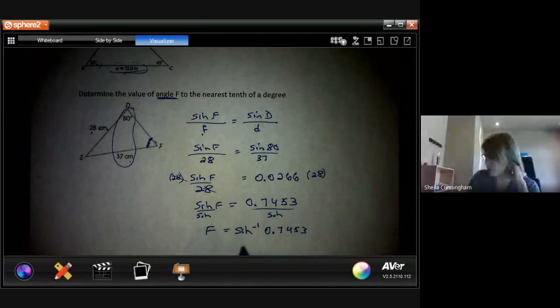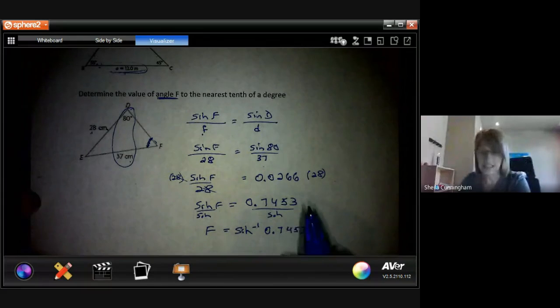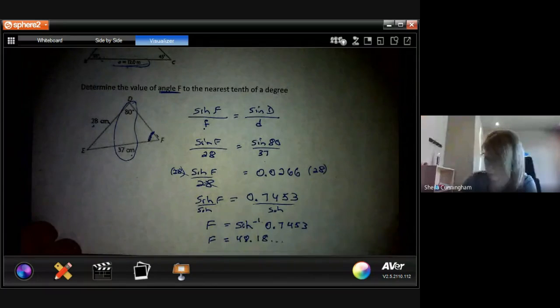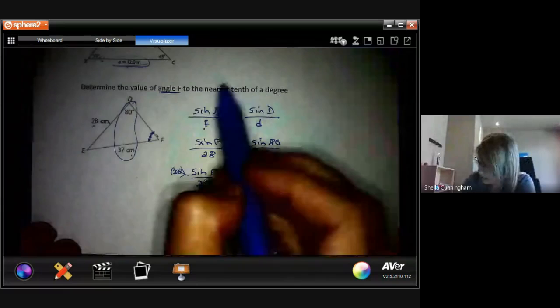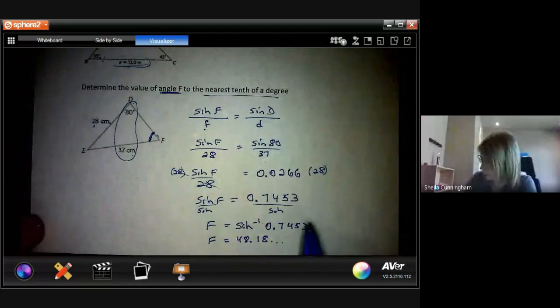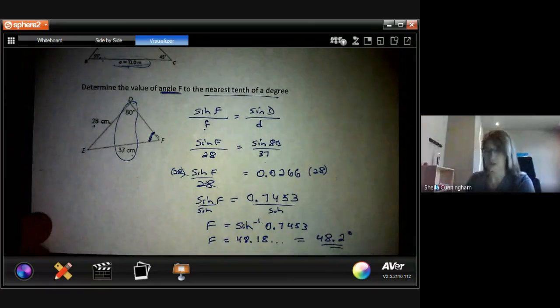So that means that you've got a button, second function button right above your sine button, that if you take and find 0.7453 and take the second function of sine of that, you are going to get that angle measure is 48.18 something, something, something. Now, we want it to the nearest tenth of a degree. Again, that's a decimal, 1 decimal place. So in this case, this is going to be 48.2 degrees.